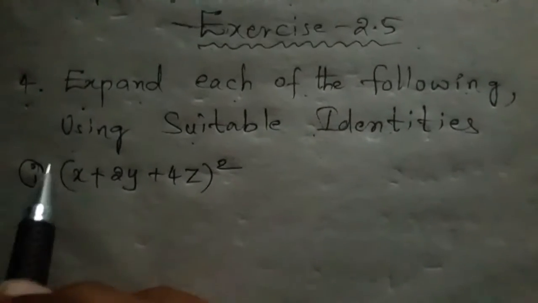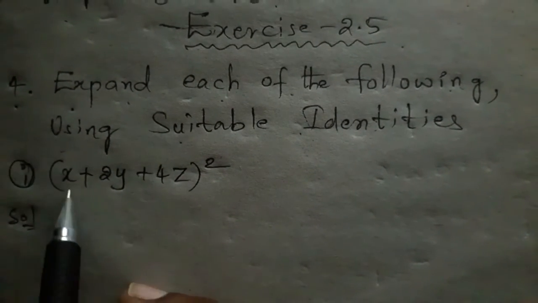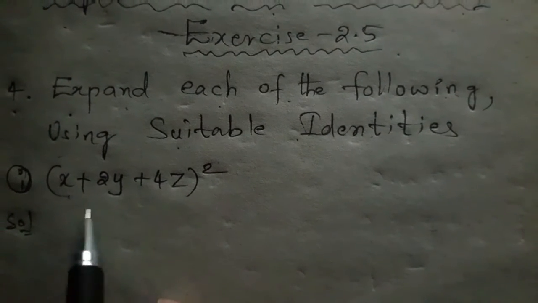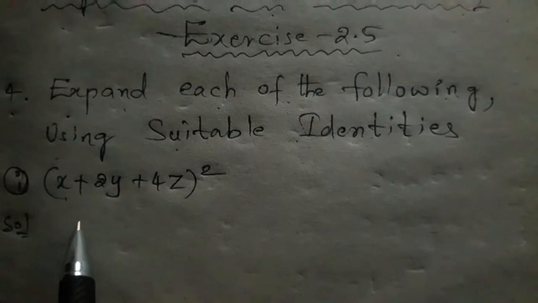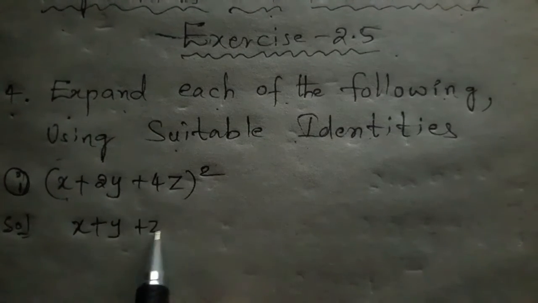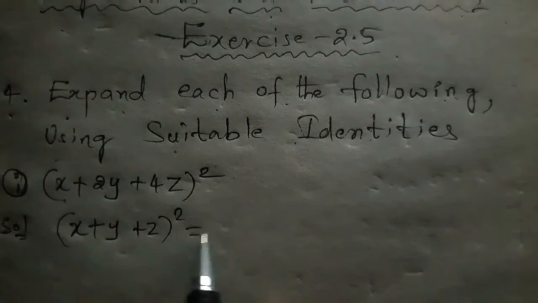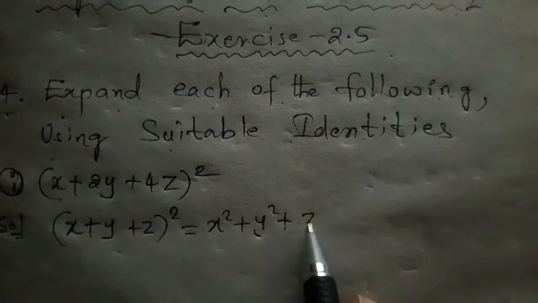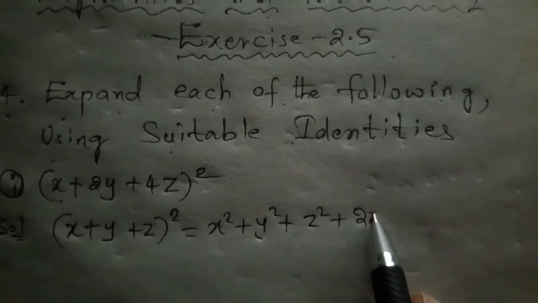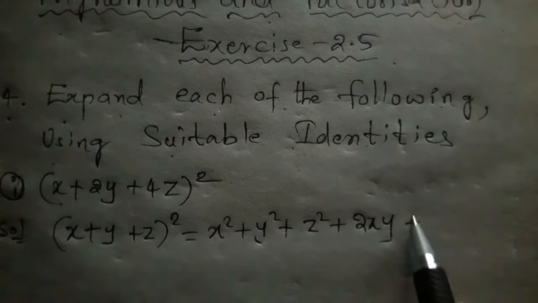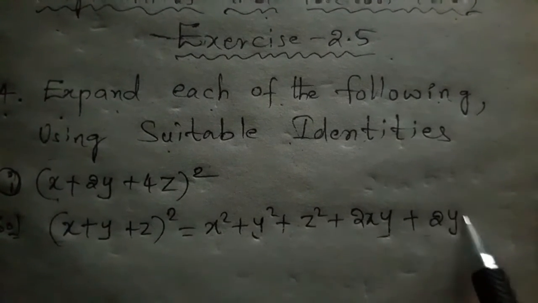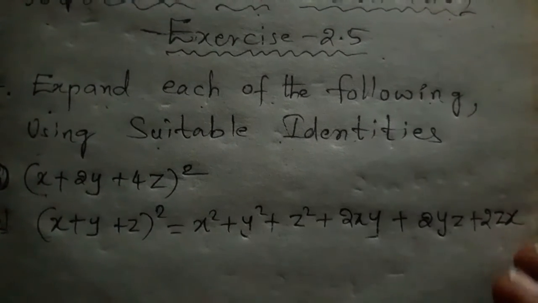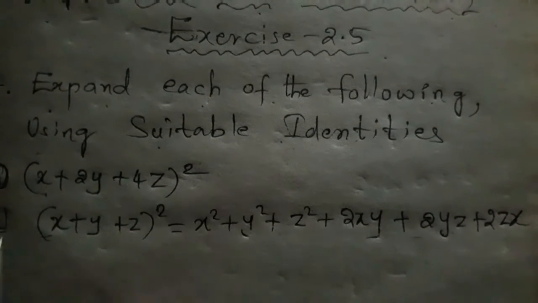Now, see the solution, which is in the form of (x + y + z) whole square, isn't it? As per the identity, (x + y + z) whole square equals x square plus y square plus z square plus 2xy plus 2yz plus 2zx. This identity is useful in this solution.